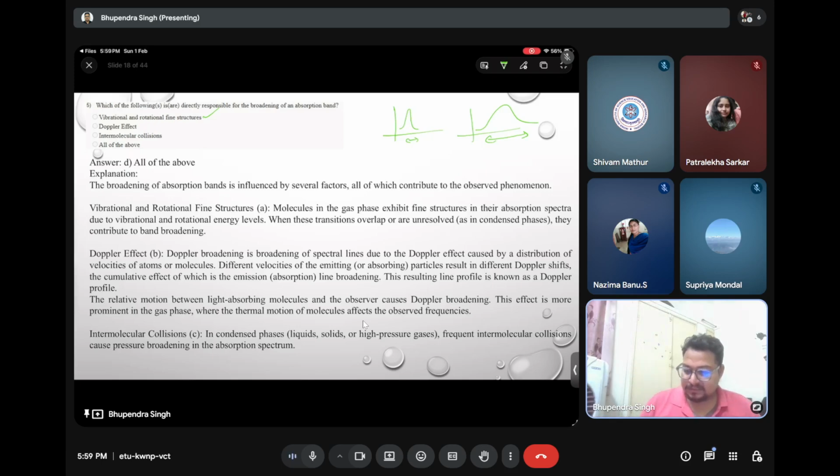And the third one is intermolecular collision. So intermolecular collision in condensed phase, liquid, solid, or high pressure gases. Liquid means the molecules are bonded with water, bond with bond, and solid is packed, or high pressure. Frequent intermolecular collisions cause pressure broadening. Of course, they will collide. The liquid, solid, and the high pressure gases, they will collide more easily, like the collision will be higher.